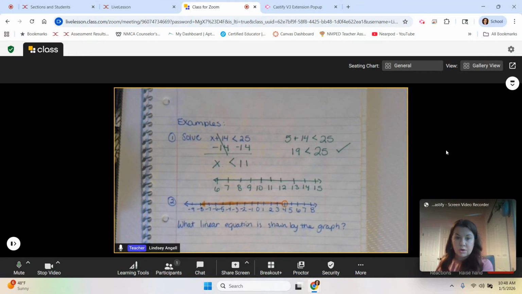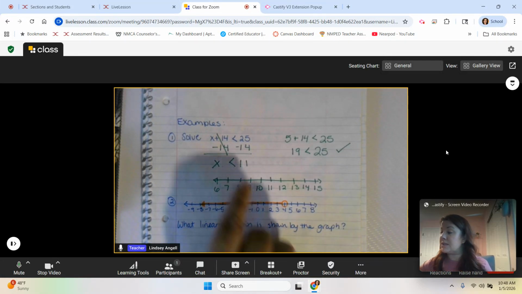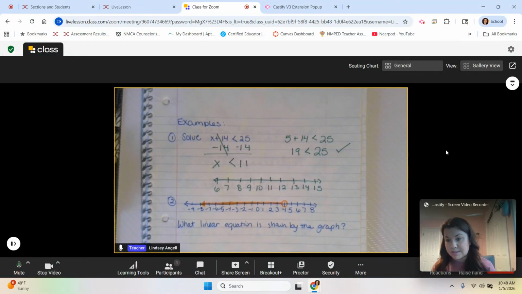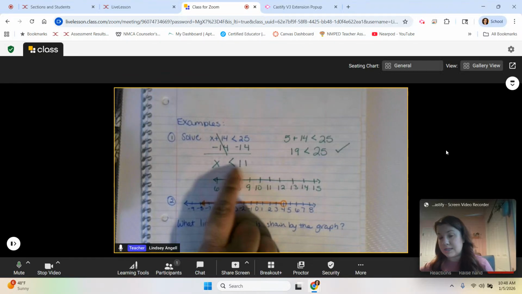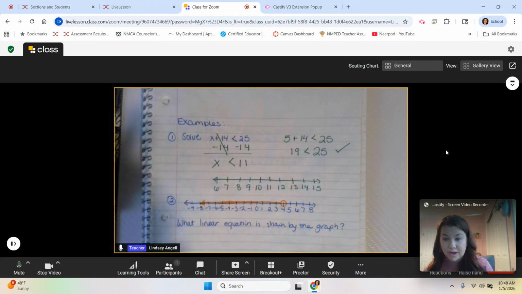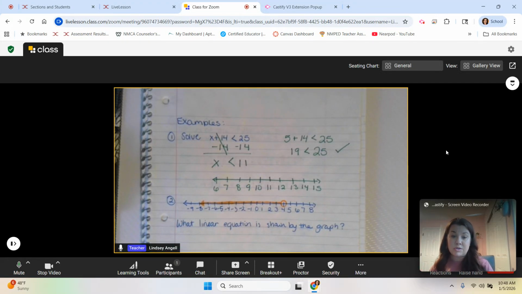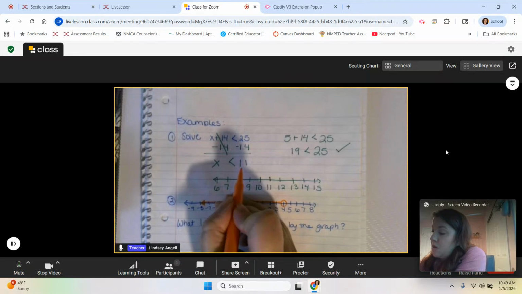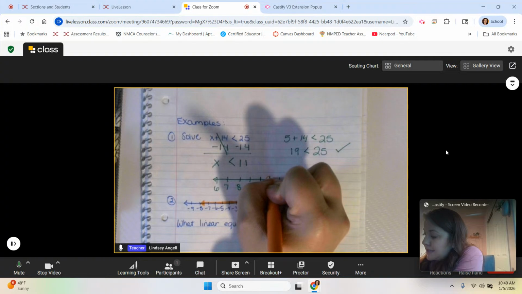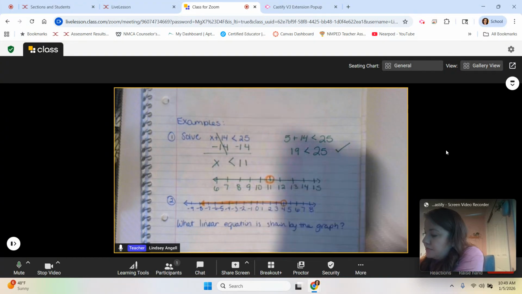Okay? So in order to graph, like I said, it's actually really easy. First off, this is a less than symbol, so I'm going to have an open circle. It's not going to be colored in because I'm not actually including the number 11. I can't put the number 11 into this and have it be true. 11 is not less than 11, right? It's equal to. So that's something we do need to consider. But whatever this number is, that's where your circle goes. So since it's just less than, I'm going to circle the 11.